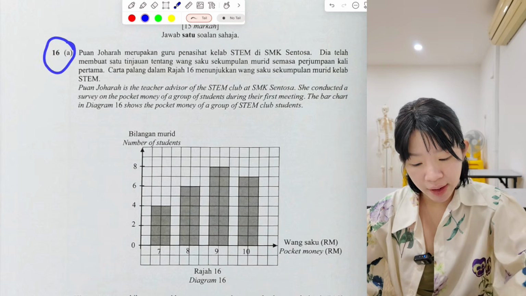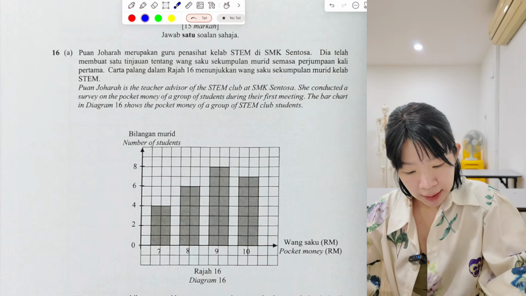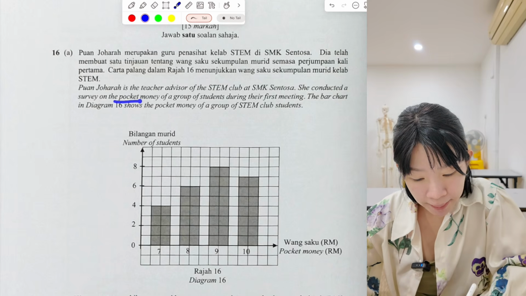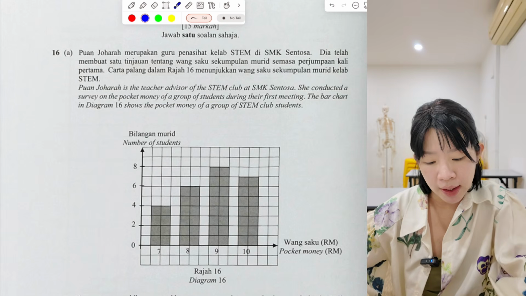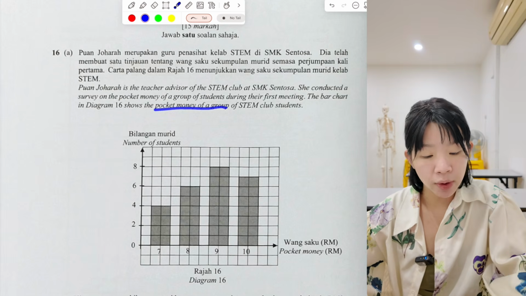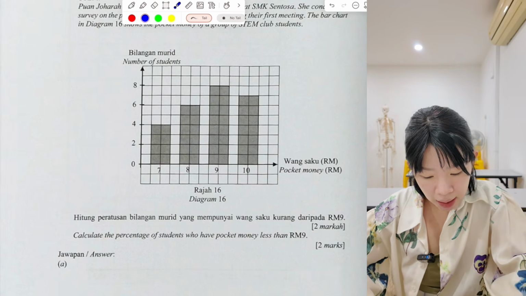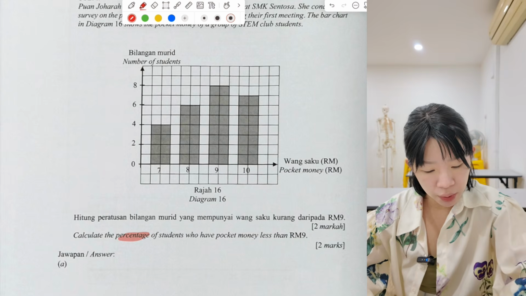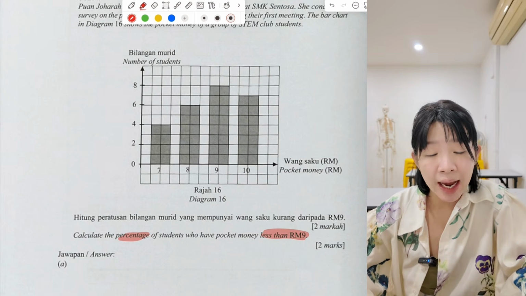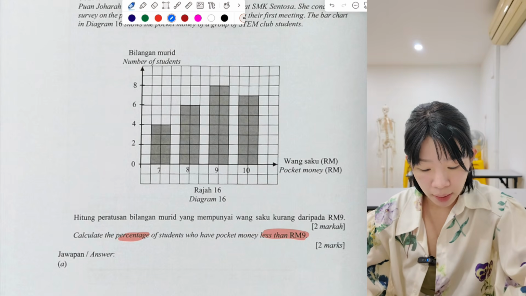Okay, question 16A. So this is a survey on the pocket money by a group of students during their first meeting. So the bar chart shows pocket money of a group of students. Okay, let's see what they ask. Calculate the percentage of students who have pocket money less than 9 ringgit. Okay, so we have to convert it to percentage.